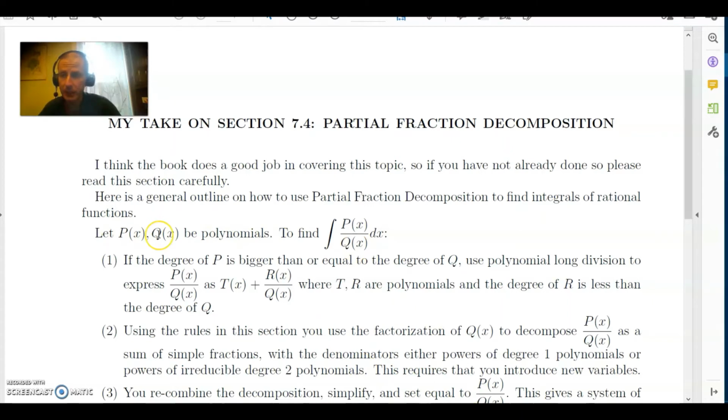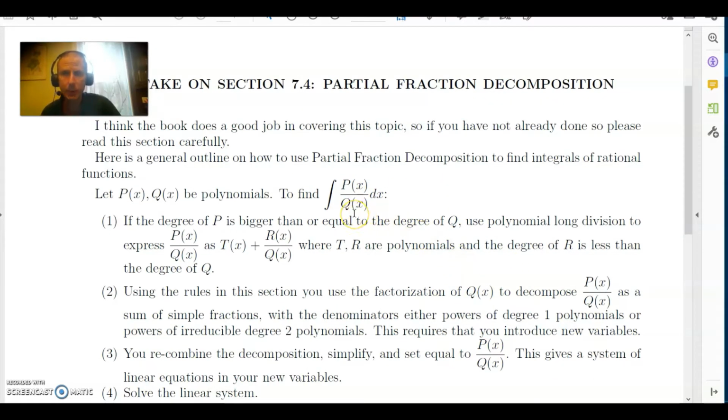So if p of x and q of x are polynomials, so just a sum of integer powers of x with all the powers not negative with coefficients, and you want to find the integral of p of x over q of x, first off, partial fraction decomposition only works when the degree of the top polynomial is less than the degree of the bottom. If that doesn't happen, you can always use polynomial long division. Using polynomial long division, you can express any such fraction as another polynomial t of x plus a remainder polynomial r of x over q of x, where t of x is just a polynomial, so you can integrate that using the power rule, and now r of x does have a degree less than the bottom.